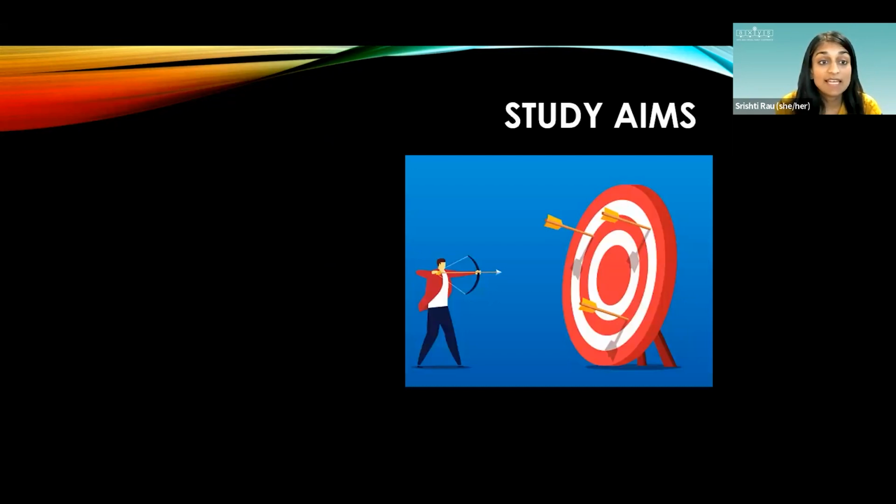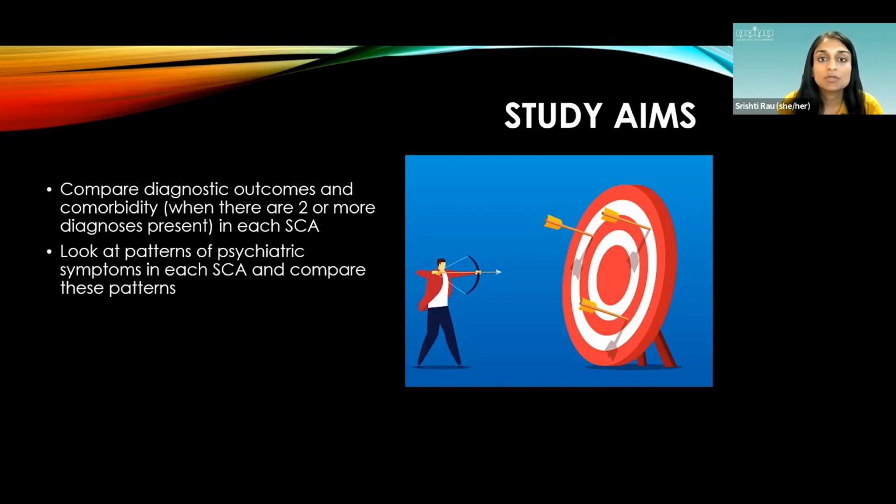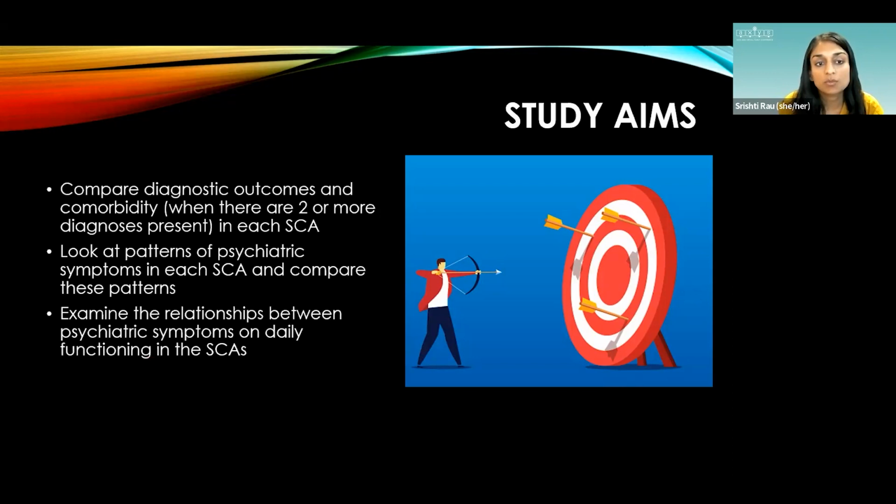In terms of these study aims, we wanted to compare diagnostic outcomes and comorbidity within each SCA and across SCAs. When I say comorbidity, I mean when there are two or more diagnoses present. But we also wanted to look beyond just those diagnostic categories and look at patterns of psychiatric symptoms within each SCA and then compare these patterns across the two SCAs. And finally, we wanted to look at the relationship between psychiatric symptoms and daily functioning in the SCAs.